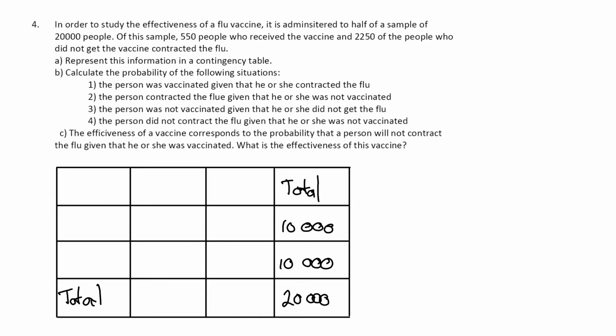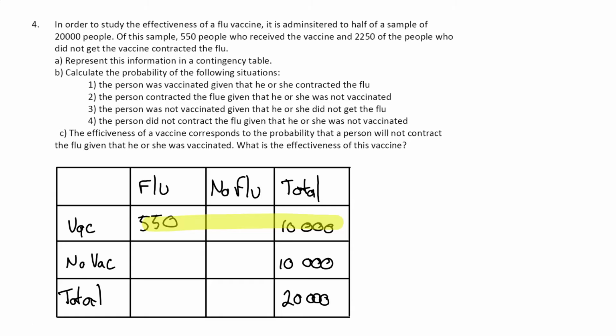Then it tells us of this sample, 550 people who received the vaccine also contracted the flu. So I need to fill out my table just a little bit more here. First of all, I'm going to say that this column are people who got the flu, and these people did not get the flu. The top row is vaccinated, and the bottom row is not vaccinated. That piece of information says there were 550 people who received the vaccine who got the flu. So that's 550 there.